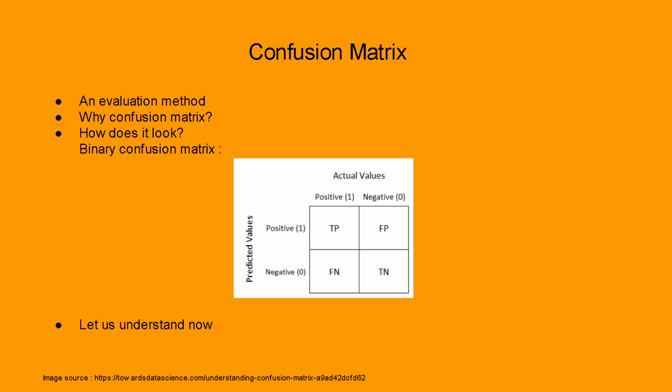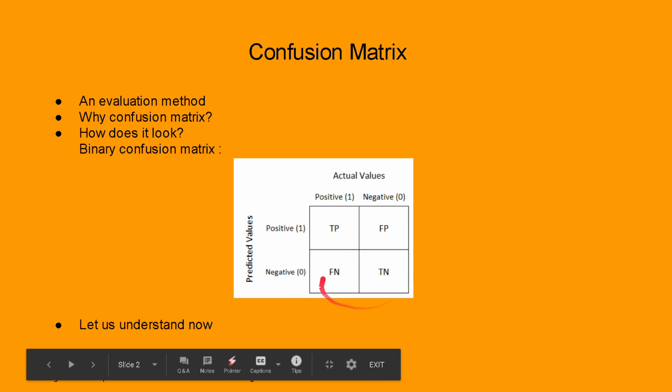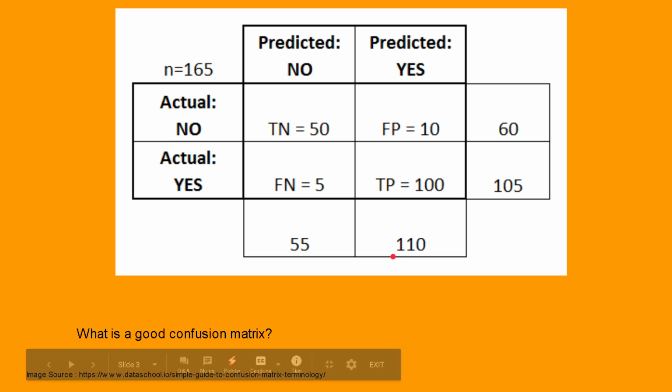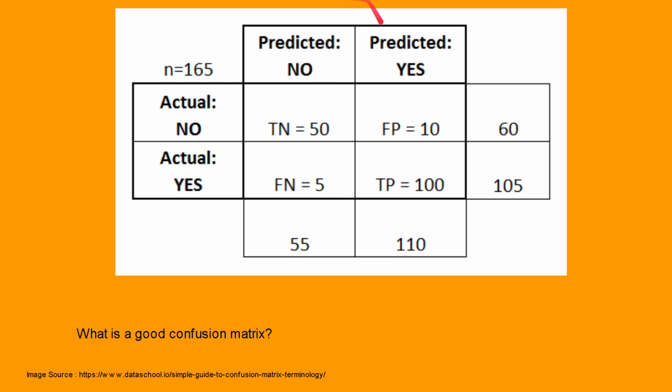This is how a confusion matrix looks for a binary classification problem. The confusion matrix is a table often used to describe the performance of a classification model on a set of test data for which the true values are known. Let us take an example of a binary classification problem of classifying whether a person has cancer or not. Let us assume we have 165 patients. Each row in the confusion matrix represents an actual class, and each column represents a predicted class.